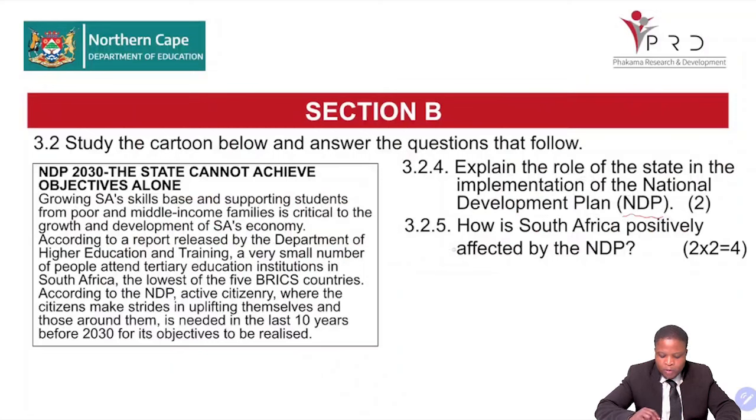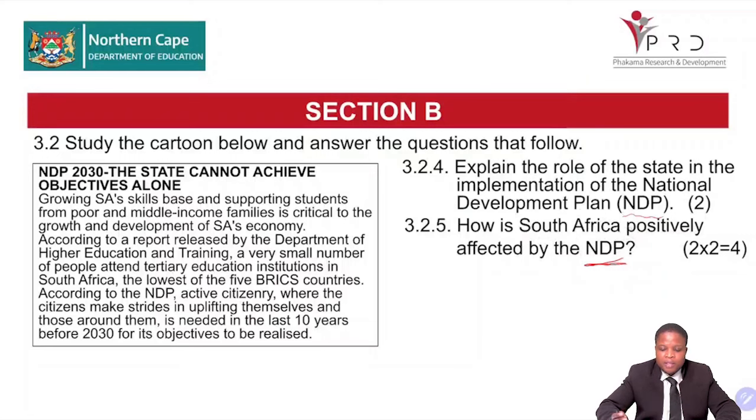Number 3.2.5, how is South Africa positively affected by the NDP? So you need to know the goals of the National Development Plan. What is the goal of the NDP? And then you can see how South Africa is positively affected by this.